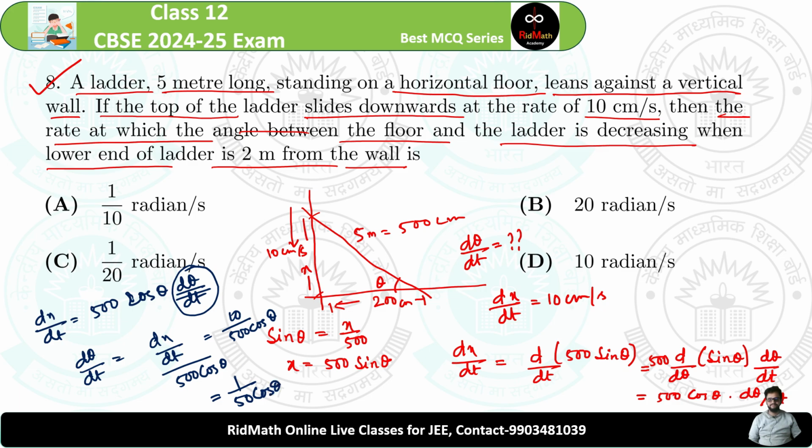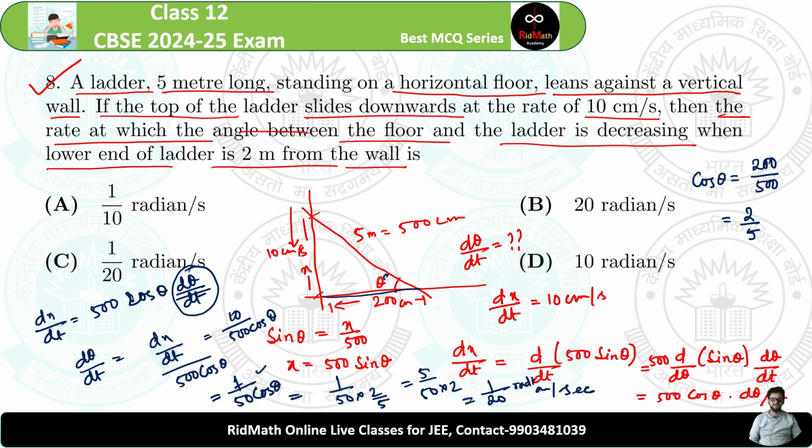That means this is equal to 1 by 50 cos theta. Now to find cos theta, we use that the base of the right angle triangle is 200 centimeter. Cos theta equals 200 by 500, that means 2 by 5. Putting cos theta equal to 2 by 5 in this expression, we get 1 by 50 into 2 by 5, that means 1 by 20 radian per second, because we have assumed theta is in radian, not in degree.